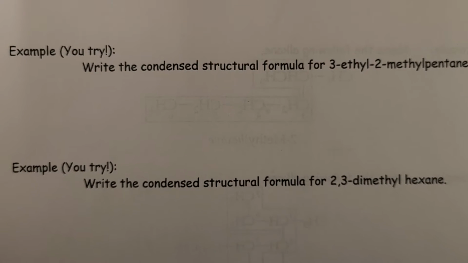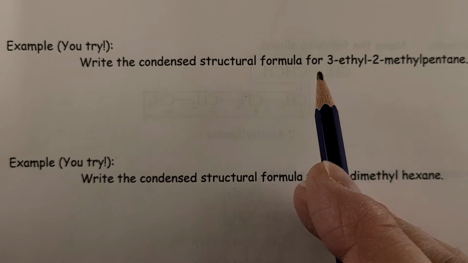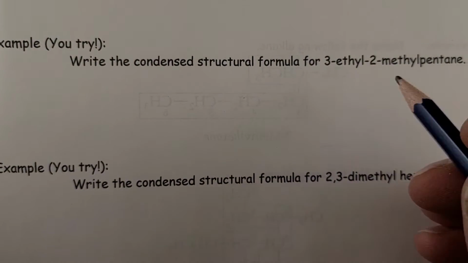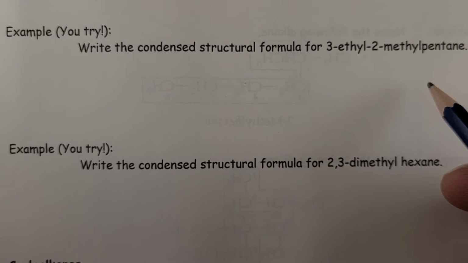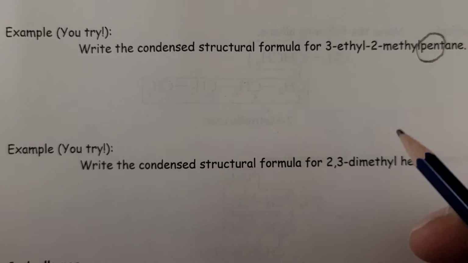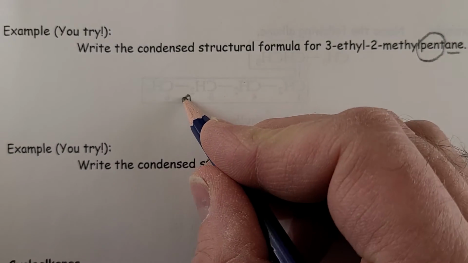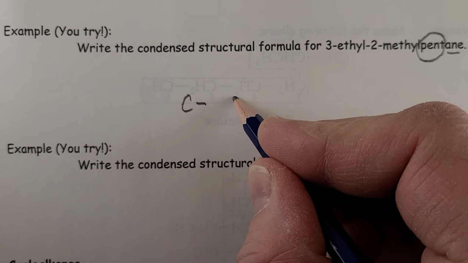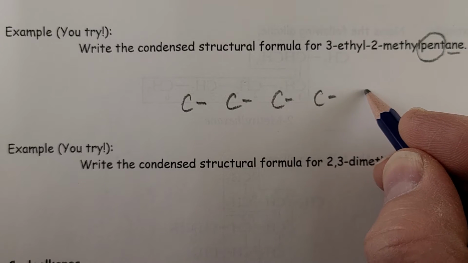Now, if you look at the next page, we'll try to do vice versa. Go backwards. So here's the name, and you draw it. So now I'm going to draw it just simply as a long chain and then do the branches after that. So the key thing here is to look at this. Pentane, those are 5 carbons. 1, 2, 3, 4, 5.